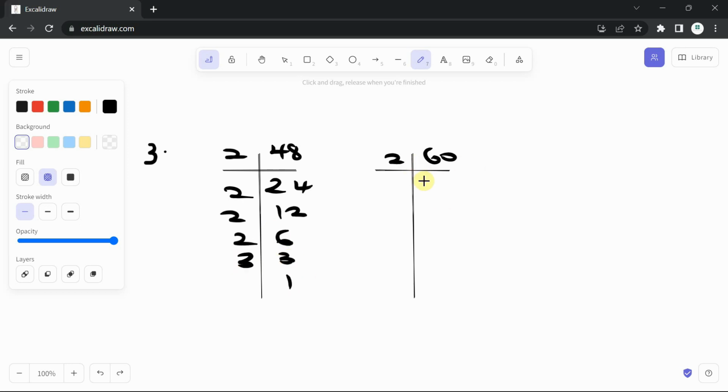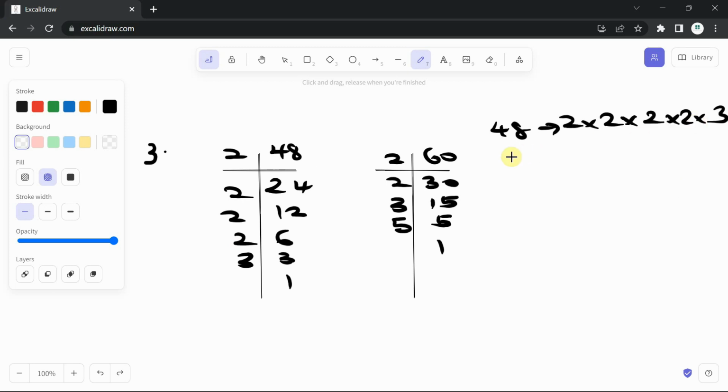Right? 2, this is what? 30. 2, this is what? 15. 3, this is what? 5. 5, this is what? 1. Right? So for 48, if I look at all these things here, we have 2 times 2 times 2 times 2, then times 3. And then for 60, we have what? 2 times 2 times 3 times 5, right?